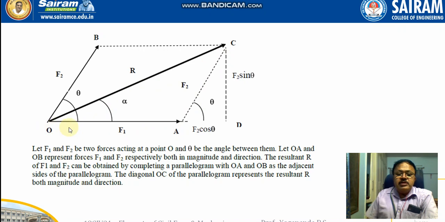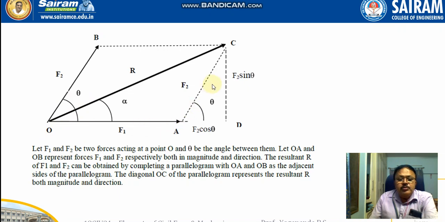Now you can see OA and AC are the two adjacent sides of the parallelogram on which I am representing these two forces F1 and F2, taken in the same order. Then the diagonal of the parallelogram will represent the resultant of these two forces F1 and F2. The angle taken between these two forces F1 and F2 will be theta.